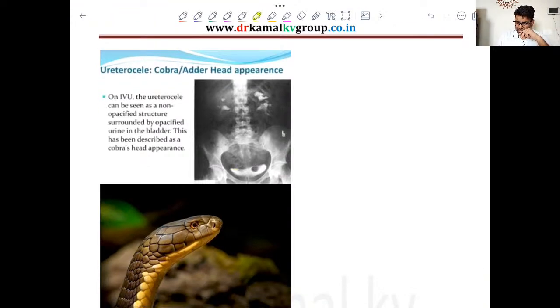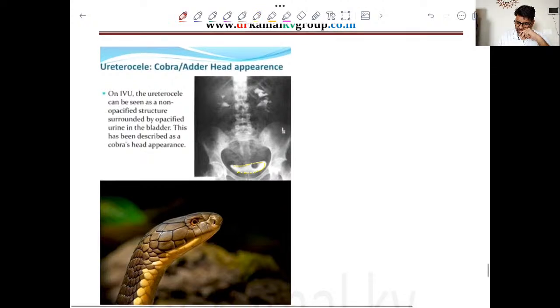So here you can see this is all the dye in the urinary bladder, and the ureterocele part is this one, right? So it looks like a cobra head appearance. So this is the cobra head or adder head appearance of ureterocele, right? Yes, Shahnawaz bhai, you are right, that is miliary tuberculosis. So this is adder head appearance and very suggestive of ureterocele, okay?